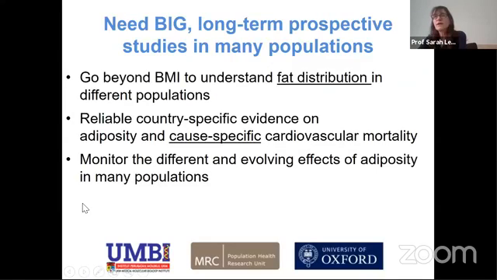We need reliable country-specific evidence on adiposity and cause-specific cardiovascular mortality, those striking differences between the associations with ischemic and hemorrhagic stroke, for example, and we need to monitor the different and evolving effects of adiposity in many populations, particularly in the low and middle income countries where the demographic is changing so rapidly.